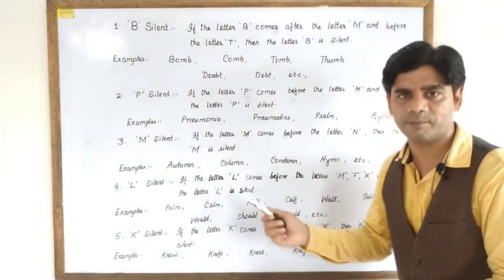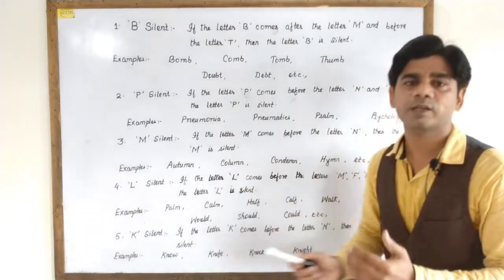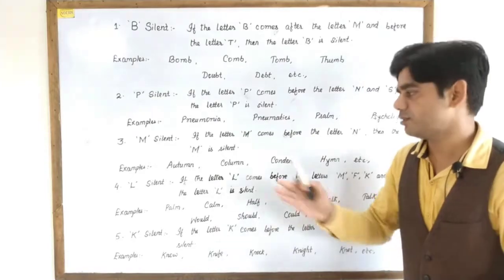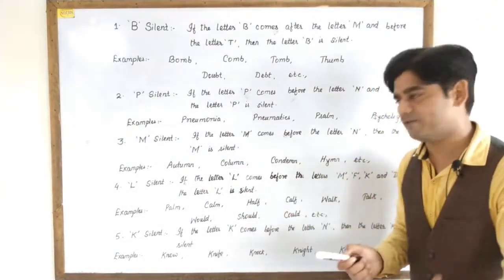with some examples. See here, autumn. How will we pronounce it? Autumn, not autumn-m. We pronounce it autumn. Now the next example we have is what?